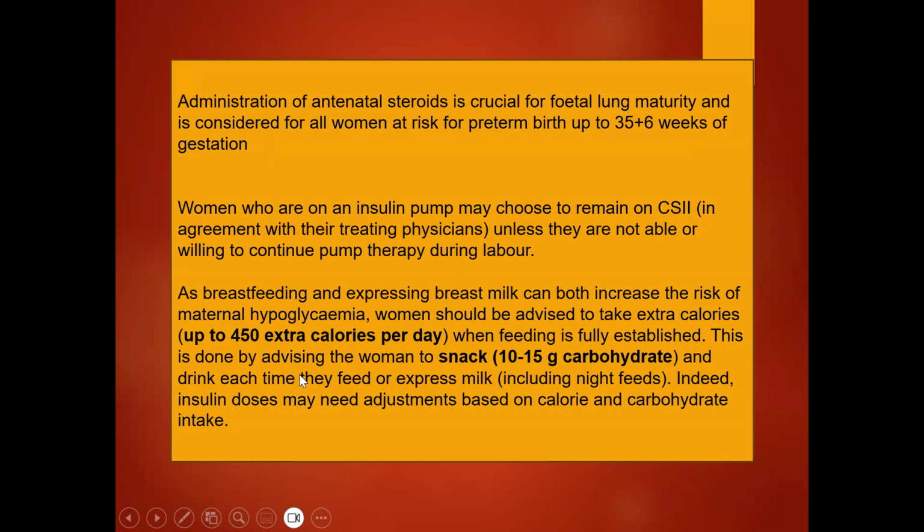This is done by advising the woman to snack. 10 to 15 grams of carbohydrate should be taken as a snack and drink each time they feed or express the milk, including at night feeds. Indeed, insulin doses may need adjustments based on the calorie and carbohydrate intake.